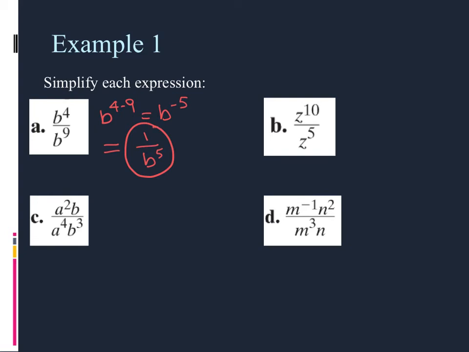For part B, I have z to the 10th divided by z to the 5th. So this is going to be z to the 10 minus 5, or z to the 5th.